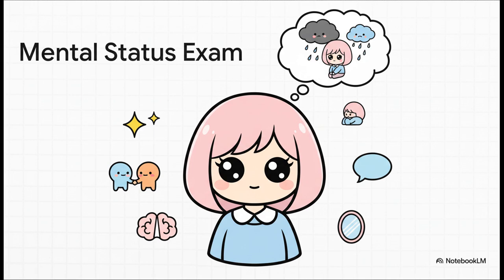The rest of the mental status exam adds even more to this picture. She's well-groomed, cooperative, her speech is clear, her thinking is logical, and she has really good insight. She knows she's struggling. And this perfectly illustrates something so common with depression. A person can be absolutely falling apart on the inside while looking totally composed and functional on the outside.